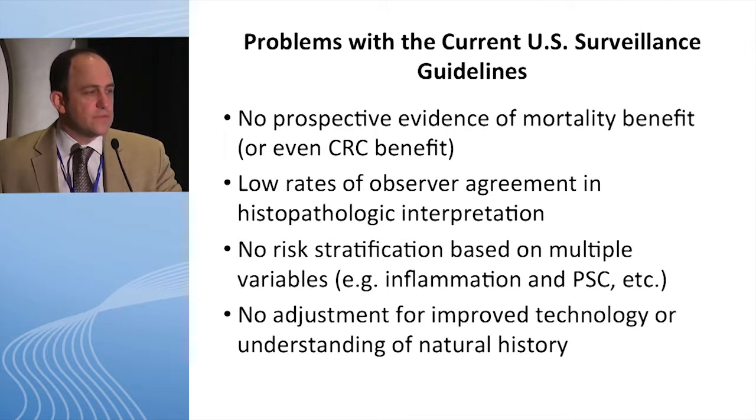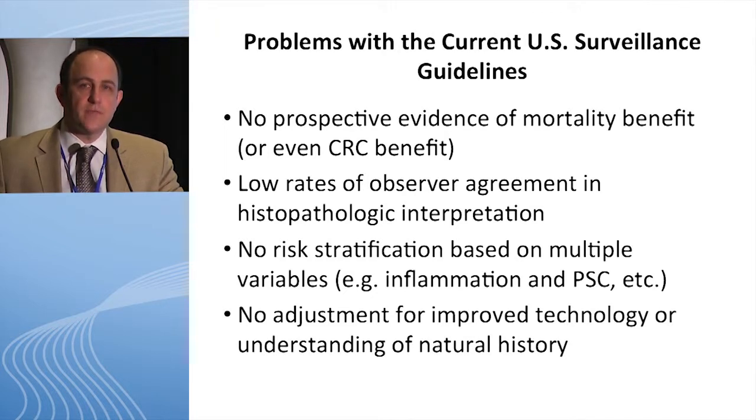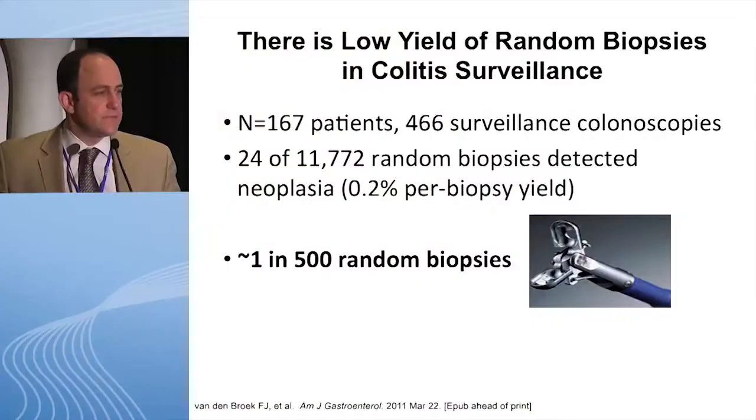We have low rates of observer agreement and histopathologic observation, so that's why we always say to you, get a second opinion when you have dysplasia. I've always asked, why don't we get a second opinion when there's no dysplasia too? And I'll tell you why in a minute. We also say that in our current approaches to dysplasia prevention, we haven't really done a good job of risk stratifying based on how much remission they're in or how much inflammation there may be, et cetera. And we haven't adjusted our guidelines yet for improved technologies.